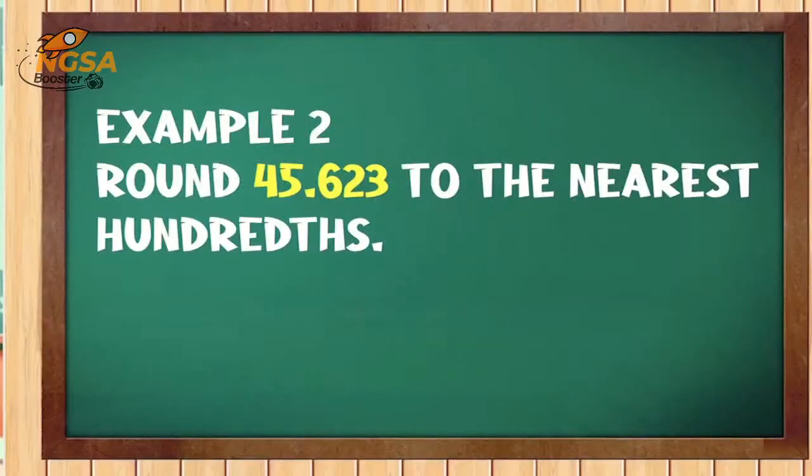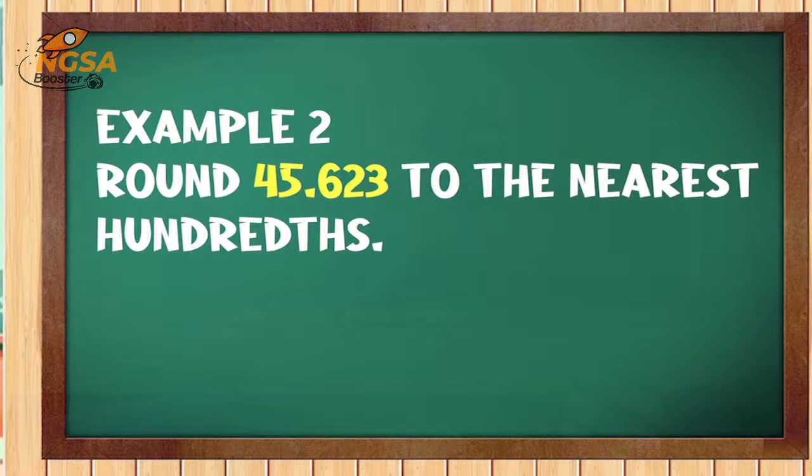Let's look at another example. Round 45.623 to the nearest hundredths. What number is in the thousandths place? 3 is in the thousandths place. What number is in the hundredths place? 2 is in the hundredths place.